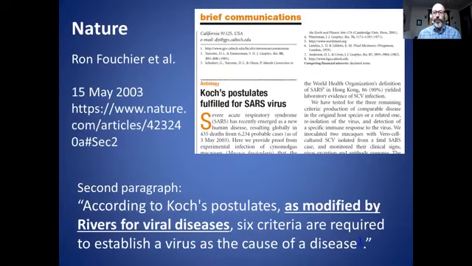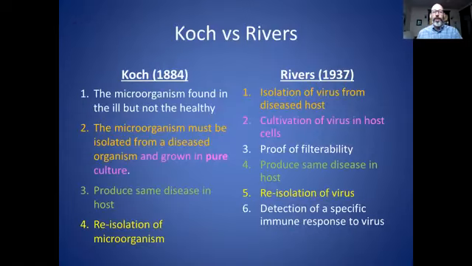And I'm going to tell you what those 6 criteria are. And I'm going to compare and contrast that to Koch's postulates. So you'll see that the color coding tells you which matches up with which, so you can see that there is quite a bit of overlap.